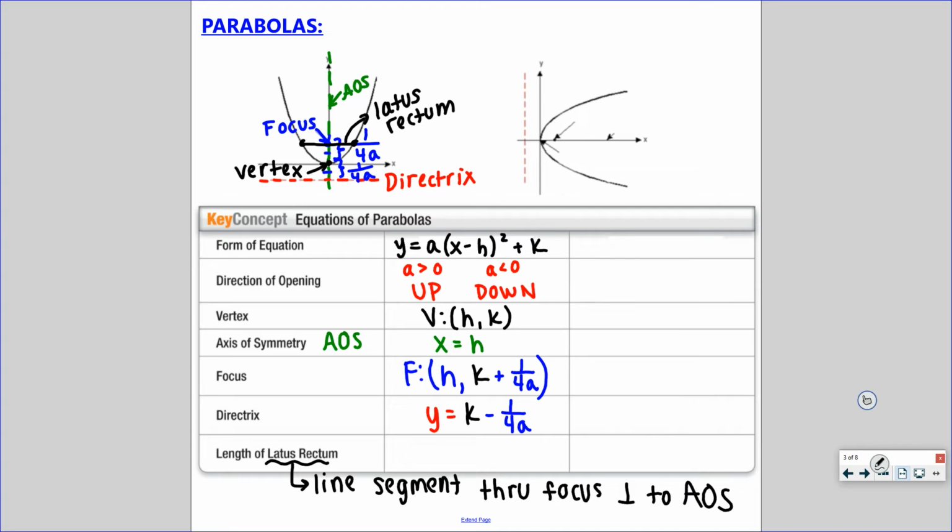This equation looks very similar to this one, but this one is in terms of y and explicitly solved for x. So it's x equals some value a, times y minus k, squared, plus h. Basically all that changes, guys, is you flip-flop the x's and y's and you flip-flop the h and k.